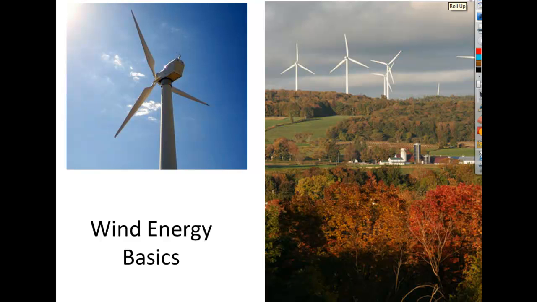Our next lesson is on wind energy and the basics behind how we use wind energy. Wind energy is the fastest growing of all the renewable energies in the United States and probably around the world. Here we've got a renewable energy that has very, very little environmental impact.